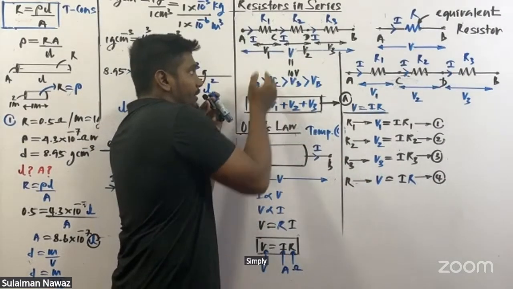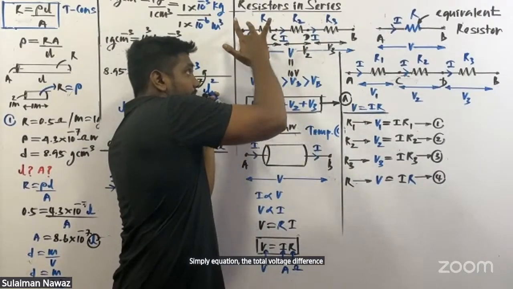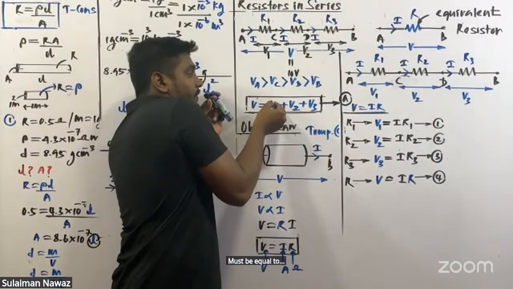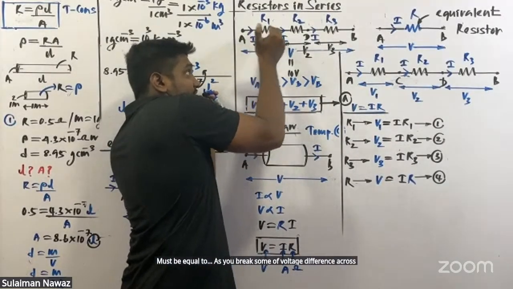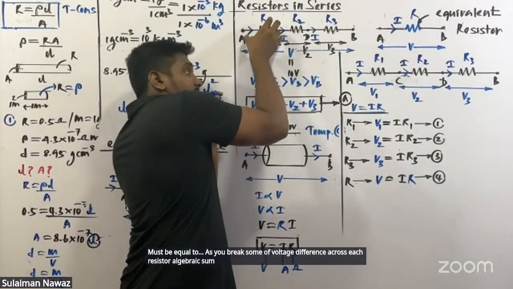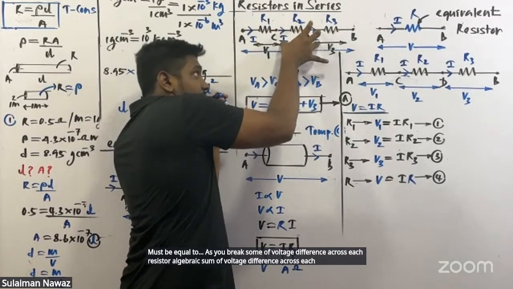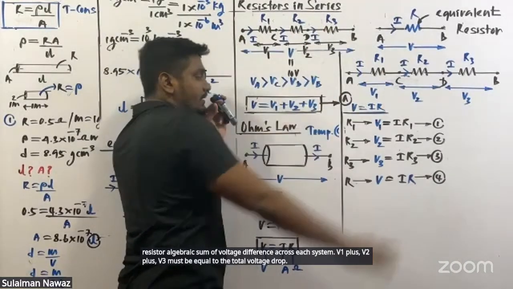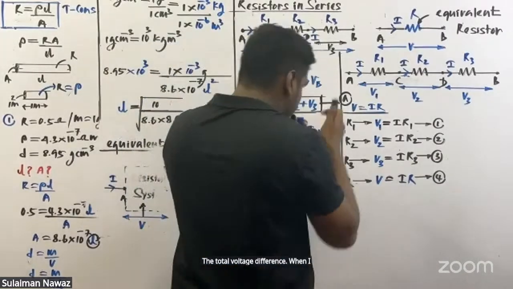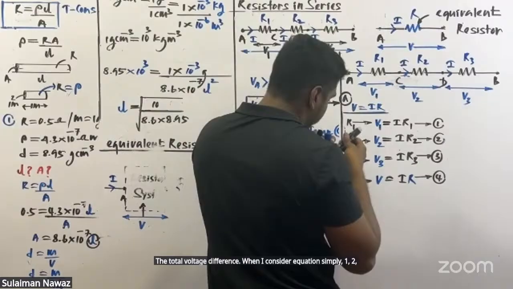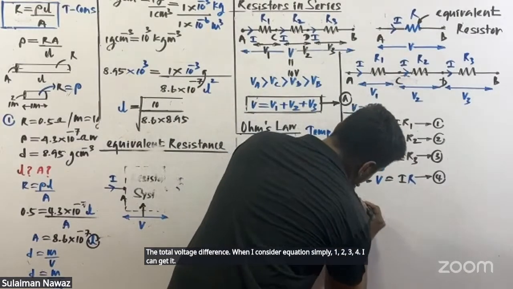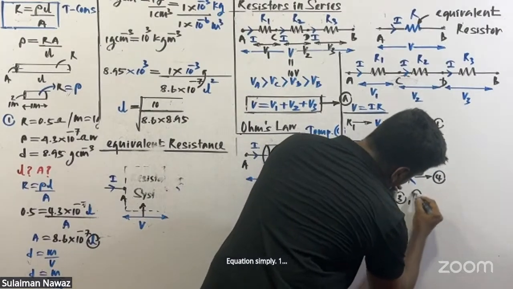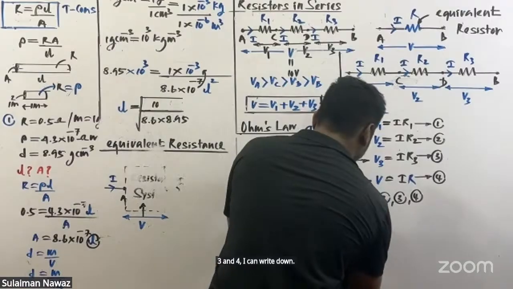The total voltage difference between terminals A and B must be equal to the algebraic sum of the voltage differences across each resistor. V1 plus V2 plus V3 must be equal to the total voltage difference. When I consider equations 1, 2, 3 and 4, I can write down an important result.